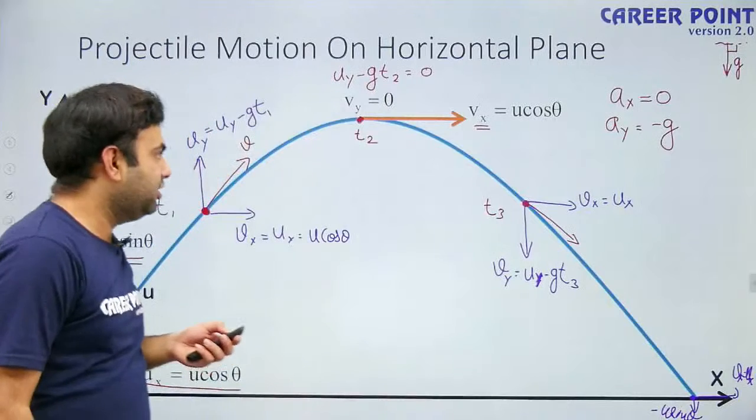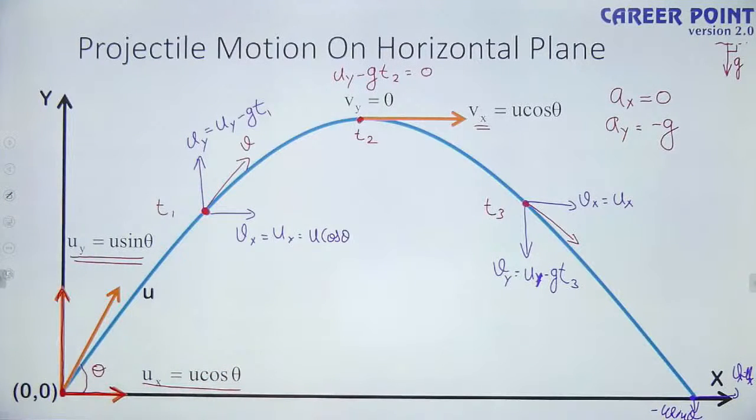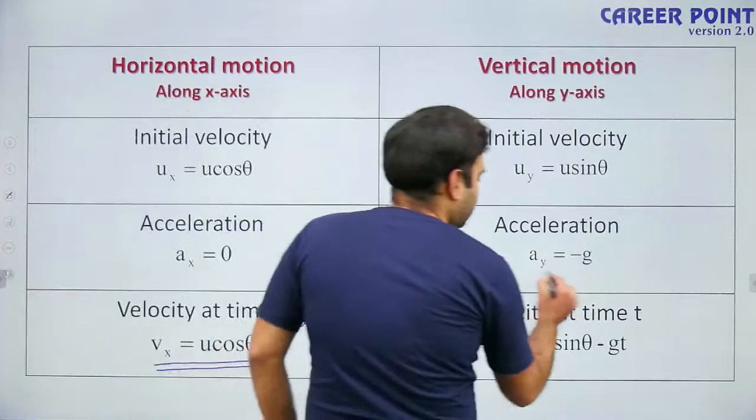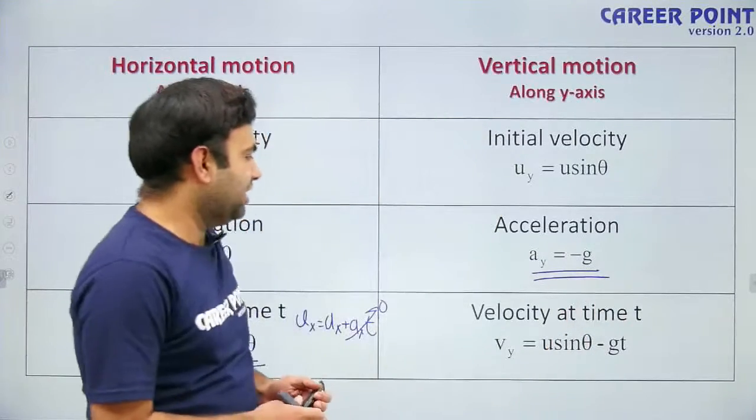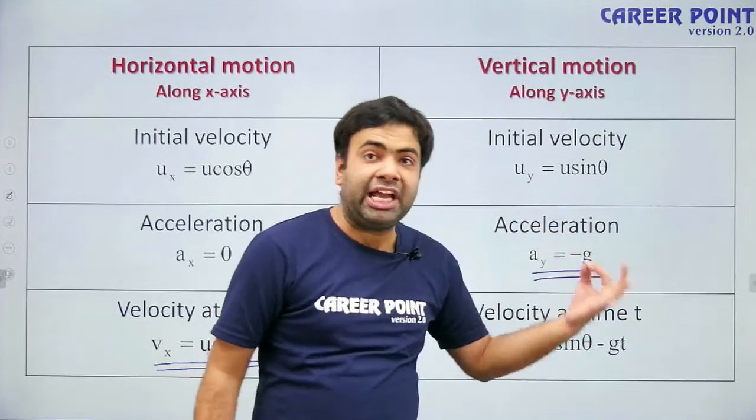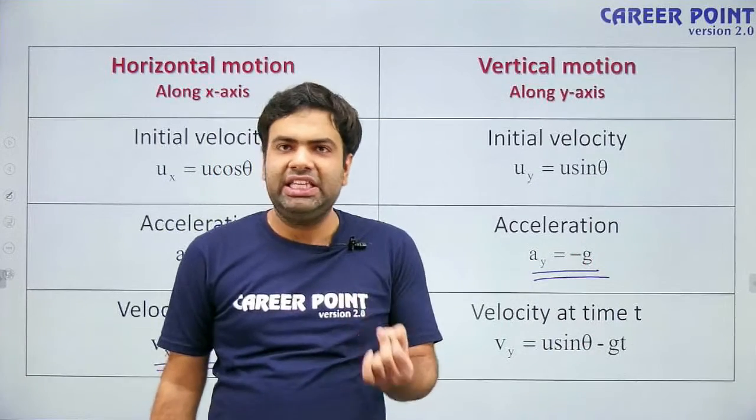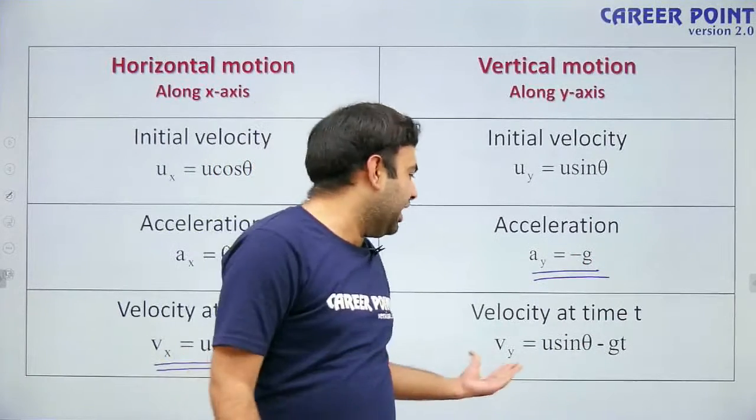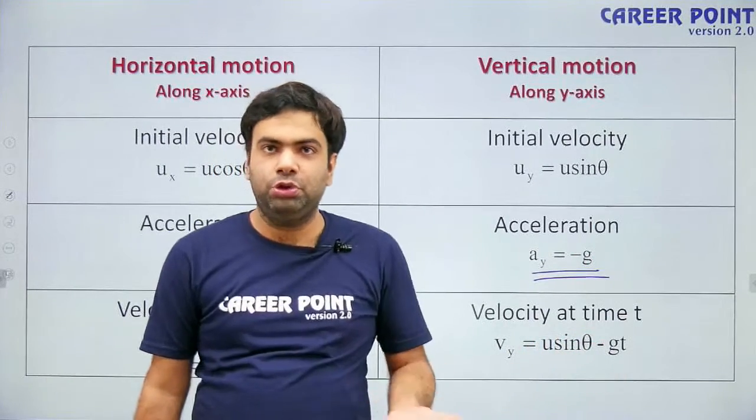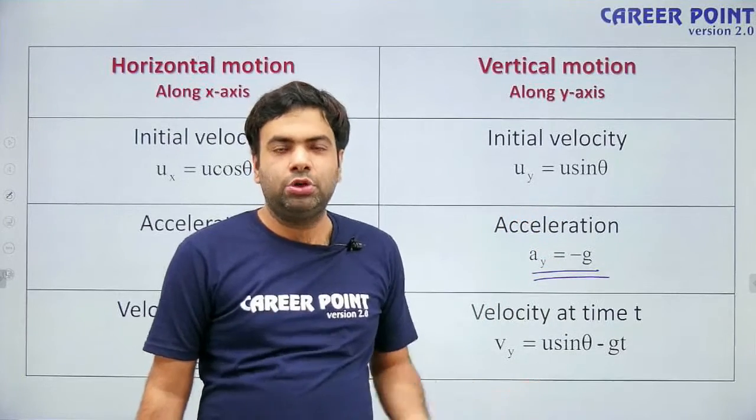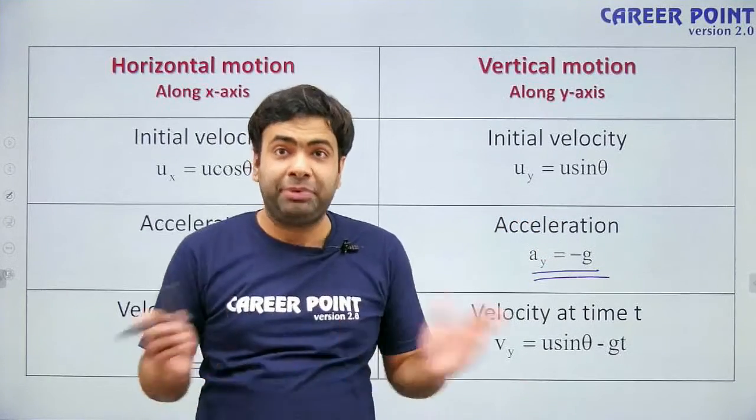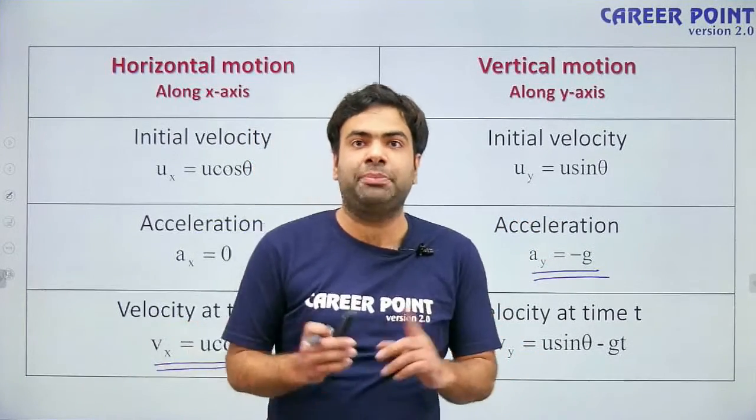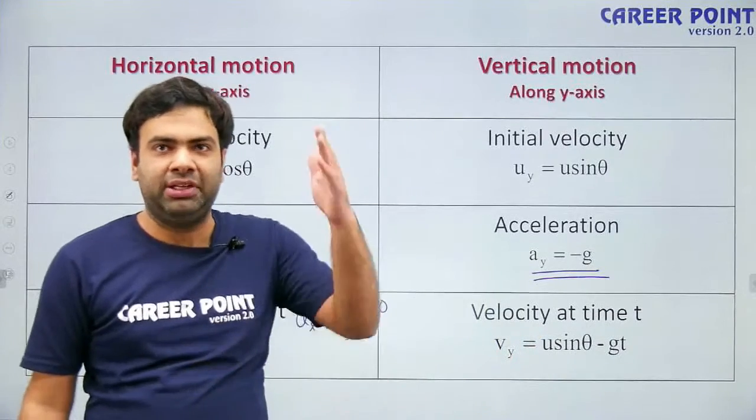Okay. And because there is acceleration in y direction, so we can say velocity at any time t in y direction you can easily get by applying first equation of motion. As I told you, because acceleration is constant, so we can apply equations of motion separately. Okay, we can apply equation of motion separately in x direction, separately in y direction.